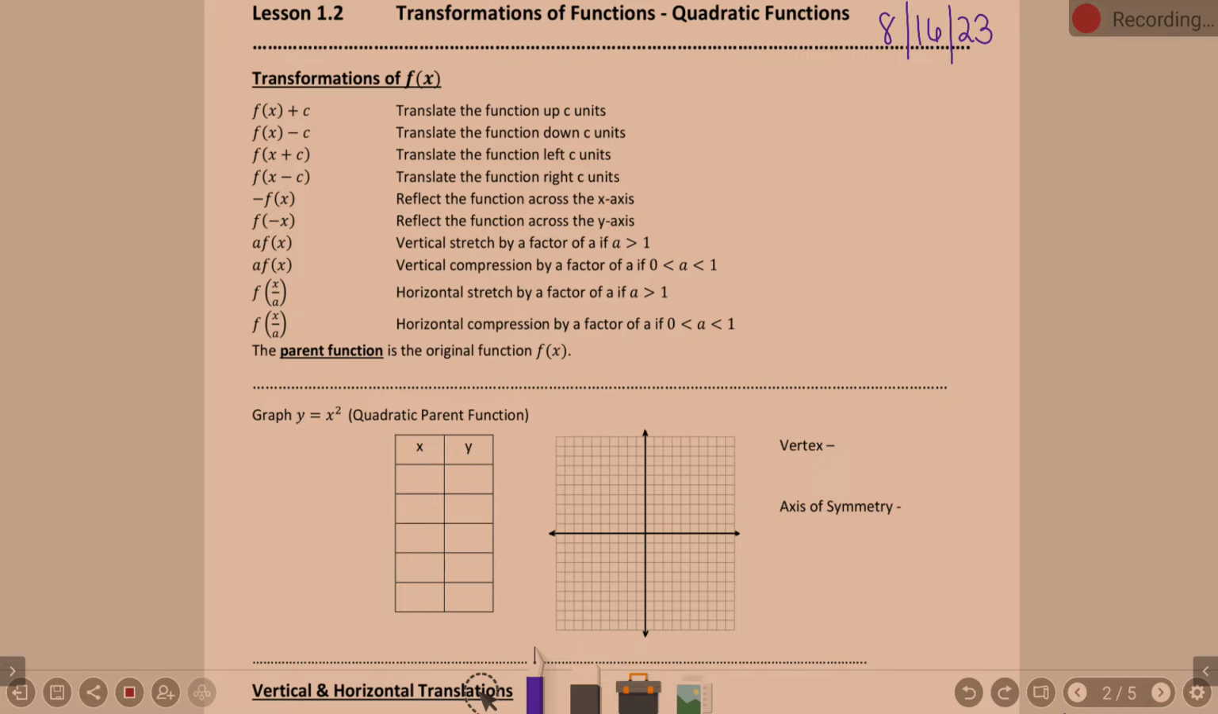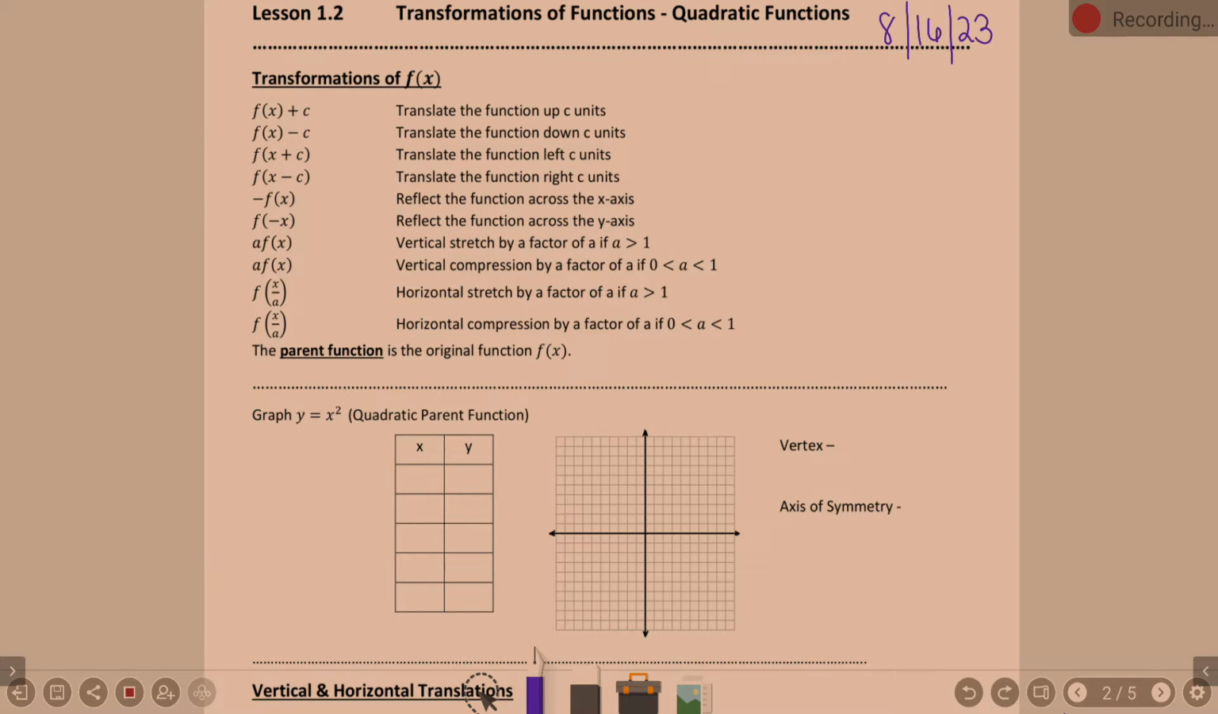What do you notice about this chart? Identical, yes? Did not change a single bit. So this is nothing new. If it's added at the end, outside the parentheses, it's going to be up or down, direction of the sign. If it's added or subtracted in the parentheses, that's going to be your left or right, opposite the sign.